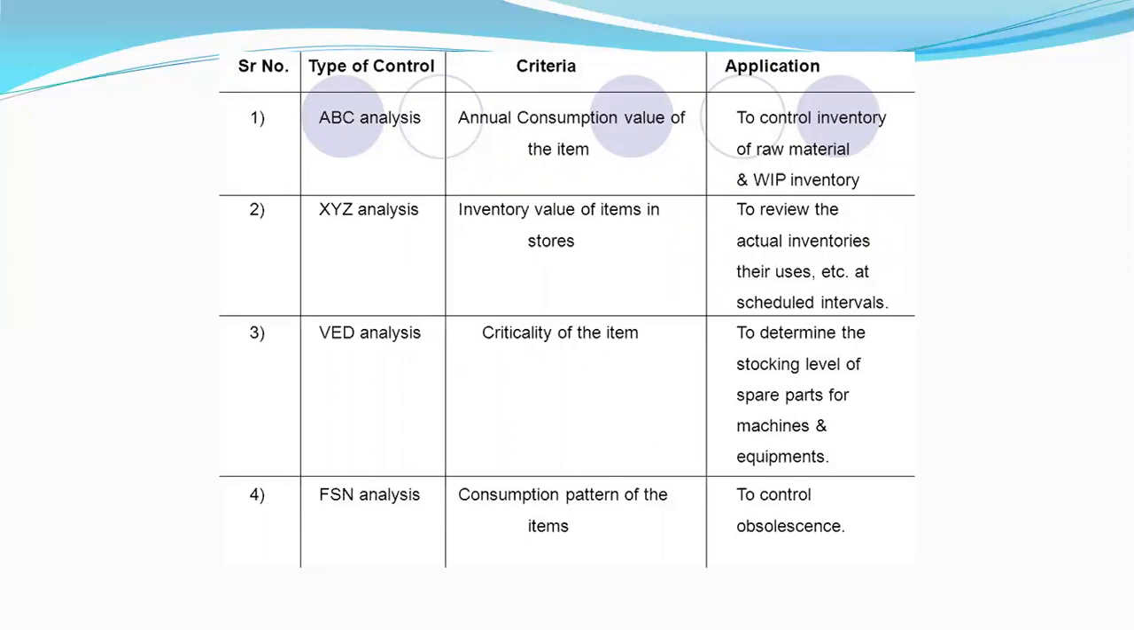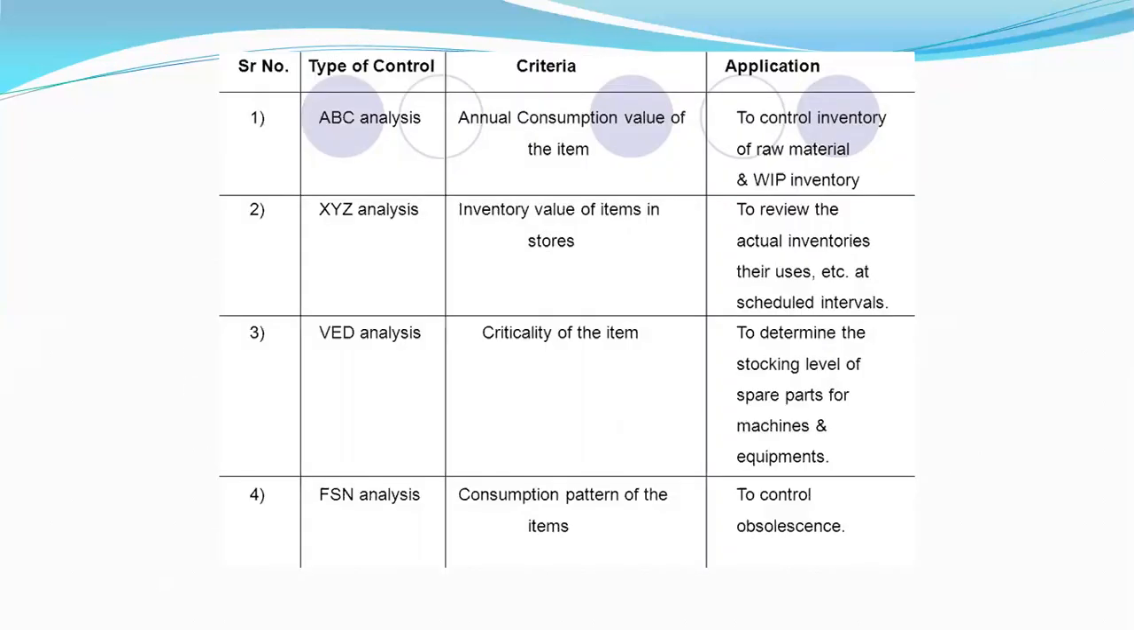ABC model: annual consumption value of the item. Application: to control inventory of raw material and WIP inventory. XYZ analysis: inventory value of items in stores. Then VED: vital, essential, desirable. Then FSN: fast, slow, and non-moving. So these are the four models that we have to get an idea about today.